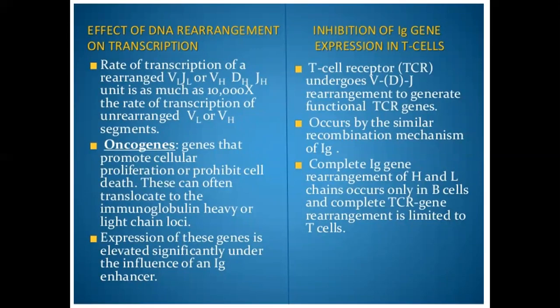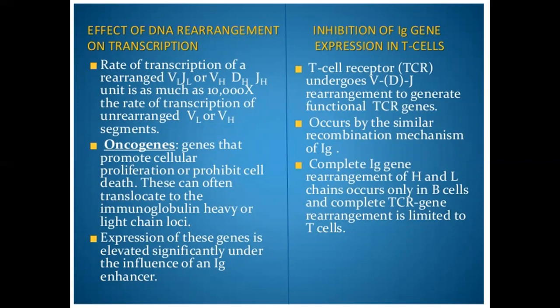Next, the effect of DNA rearrangement on the transcription. Whether the rearrangement is required or not. So what if it is not rearranged? The rate of transcription of a rearranged VL, JL or VH, DH, JH unit is as much as 10,000 times the rate of transcription of the unrearranged VL or VH. That means the transcription of the rearranged genes will be more than the transcription of the unrearranged segments.